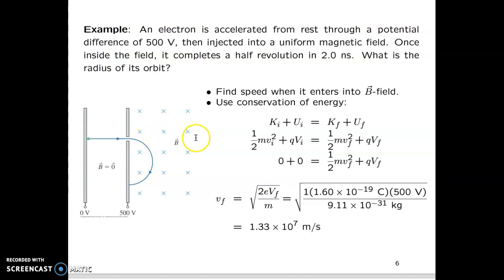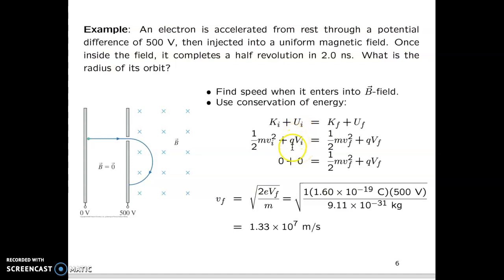To do this, we'll use conservation of energy. The initial point is here. The final point is here, right when it goes through that hole. So initial kinetic and potential energy is equal to final kinetic and potential energy. Kinetic energy is a half mv squared. i is for initial, f is for final. Remember the relationship between electric potential energy and electric potential V, the voltage. It's U equals q times V.